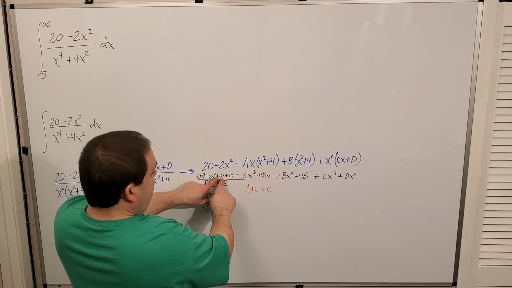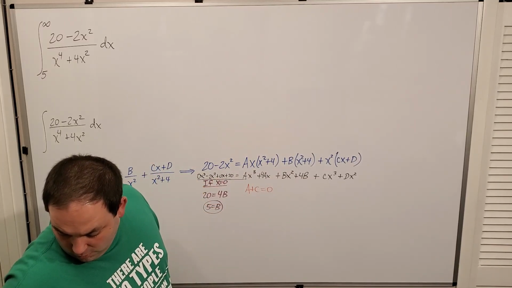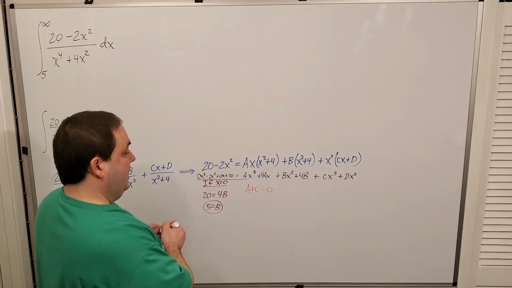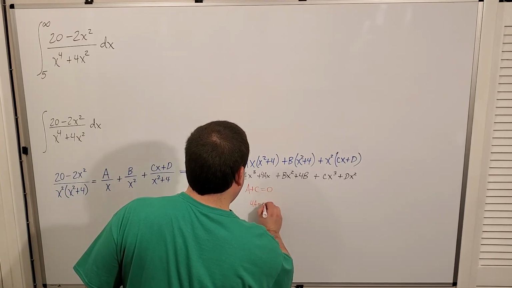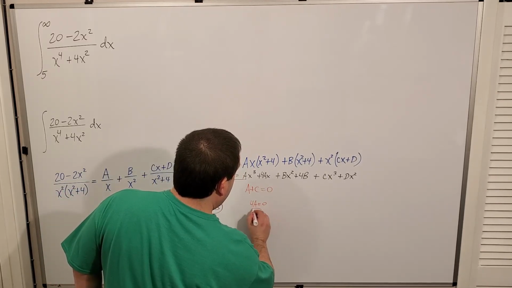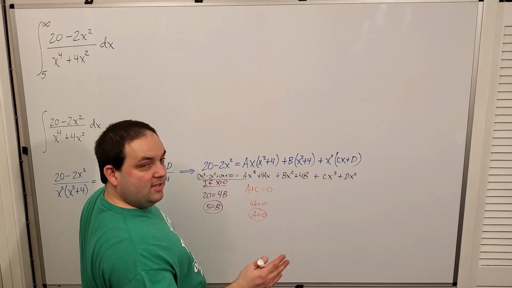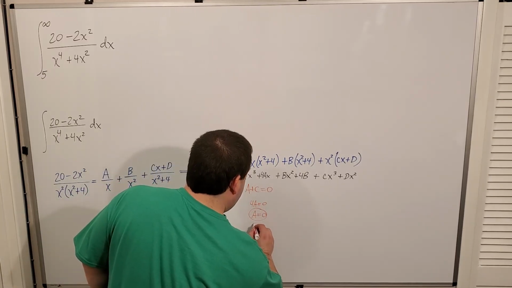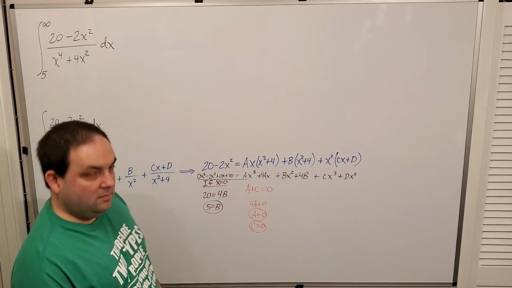Okay. Well, 0 is the only x over here. Therefore, 4a has to equal 0, which means A is 0. But A plus C is also 0. That means C is 0 also. That's nice.